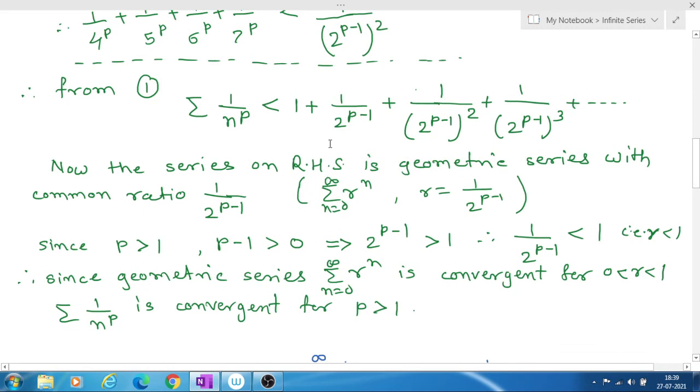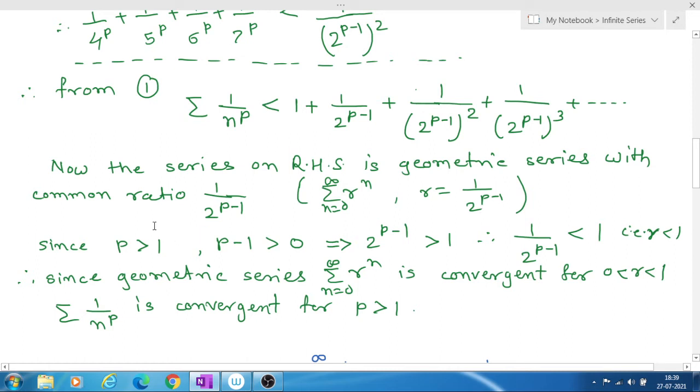Now the series written on the RHS is 1 plus 1 upon 2 raised to p minus 1 plus 1 upon 2 raised to p minus 1 bracket square plus 1 upon 2 raised to p minus 1 bracket cube and so on. So this is a geometric series like summation r raised to n. Here r is equal to 1 upon 2 raised to p minus 1. The common ratio is 1 upon 2 raised to p minus 1.